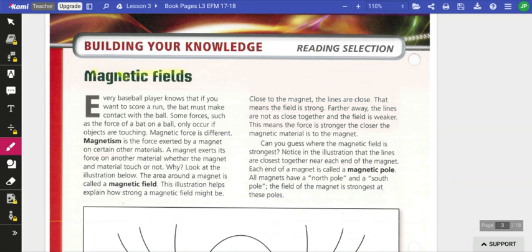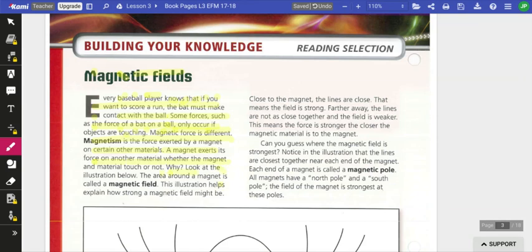Magnetic fields. Every baseball player knows that if you want to score a run, the bat must make contact with the ball. Some forces, such as the force of a bat on a ball, only occur if objects are touching. Magnetic force is different. Magnetism is the force exerted by a magnet on certain materials. A magnet exerts its force on another material whether the magnet and material touch or not.